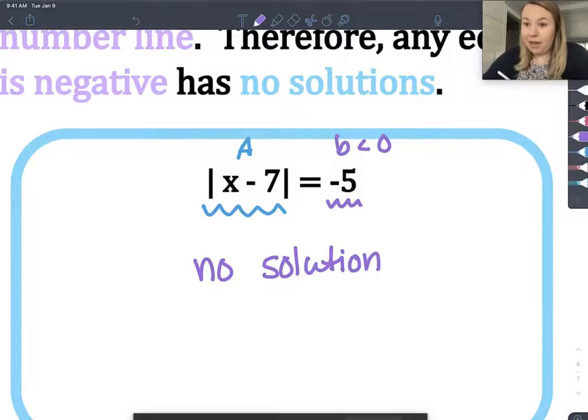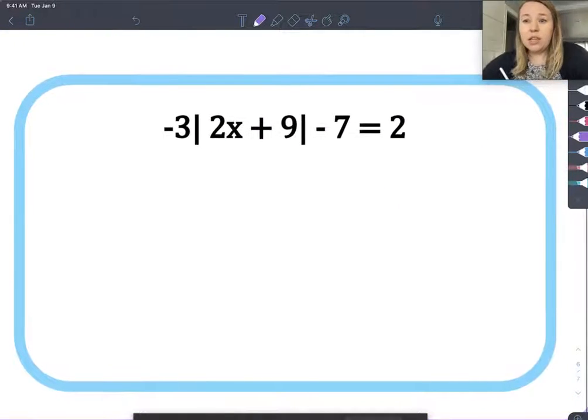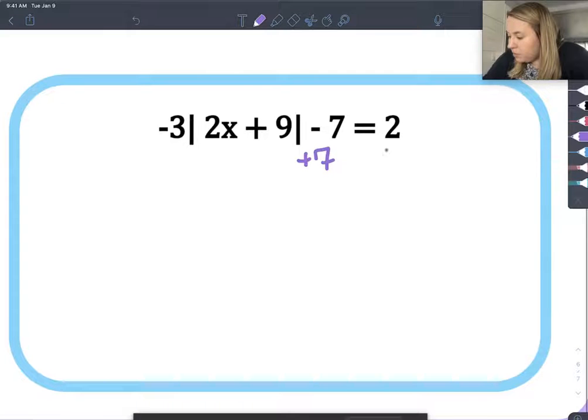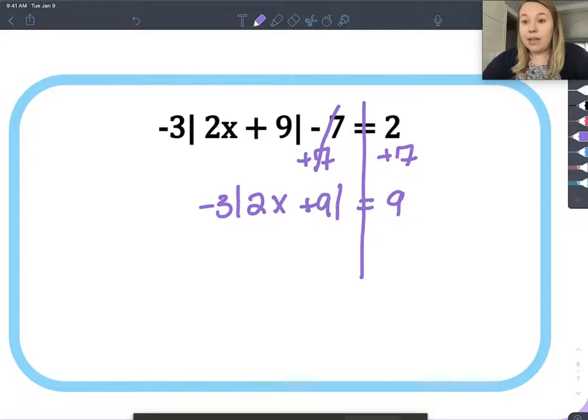Okay? For the second one here, sometimes, if we're looking here, the 2 is positive. So right now it looks like b is a positive number. We should be able to write two equations, but that might not be the case. If I were to add 7 to both sides, 7's cancel, and I get negative 3 times the absolute value of 2x plus 9 is equal to 9. And you're like, oh, well, 9's still positive. We should be able to solve. But we have to isolate our variable expression. So I still have to divide by negative 3.